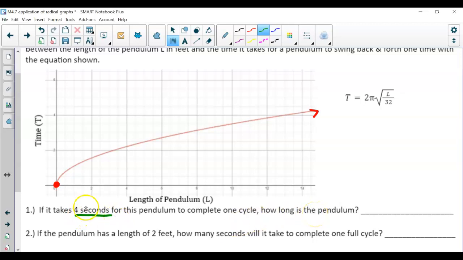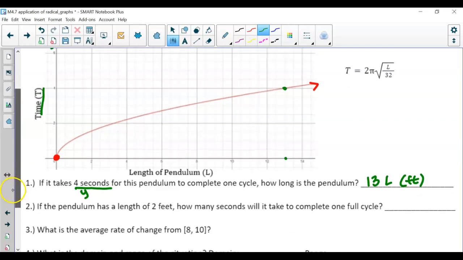So 4 seconds, well, you have to identify where is our time. That's our y here. So looking at 4 seconds, how long is the pendulum? So here at 4, about right here, halfway between 12 and 14, which is 13. So 13 here, so 13L or 13 feet. So that is how long the pendulum is.